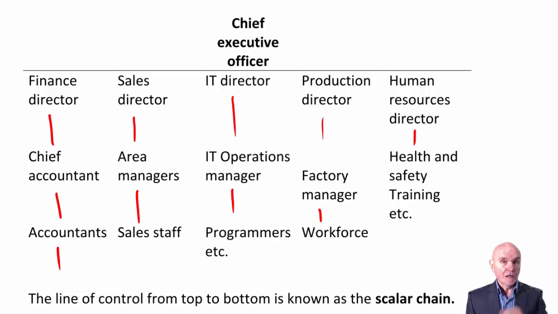This line of control from top to bottom is known as a scalar chain. So what tends to happen is commands get passed down the scalar chain, and some sort of information tends to be referred up the scalar chain. But these are basically the lines of communication up and down within the organisation.